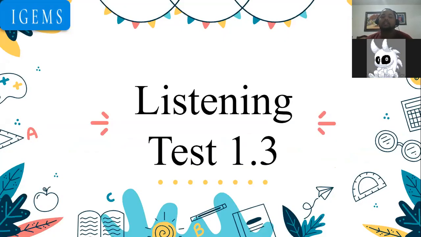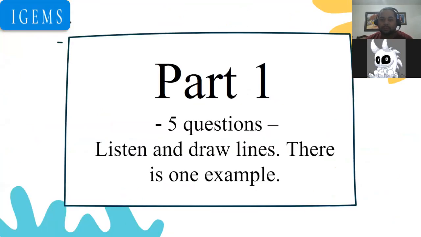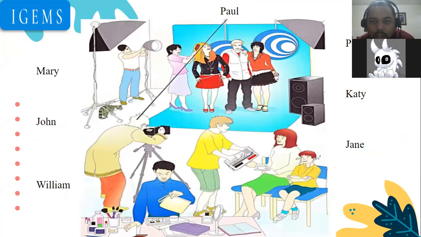Amazing. Listening test 1.3. Okay, so here's part number one. We have 5 questions. We have to listen and draw lines, and there is one example. Look at it. So look at what they are doing.